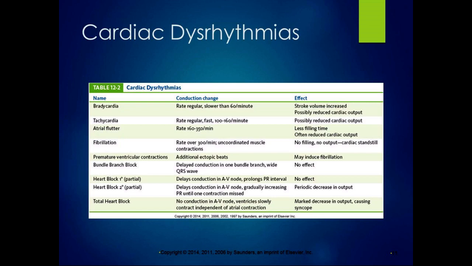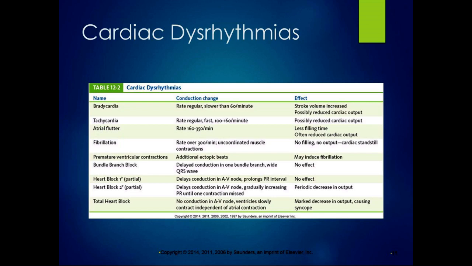Fibrillation is the rate over 300 per minute, and you get uncoordinated muscle contractions, no filling, no output. Your heart stops. Premature ventricular contractions are those additional ventricular beats, and they may induce fibrillation, which can then cause your heart to stop. The bundle branch block is delayed conduction in one bundle branch. So it doesn't have an immediate effect like the fibrillation, but it's something that they are then going to look at to be treated later.